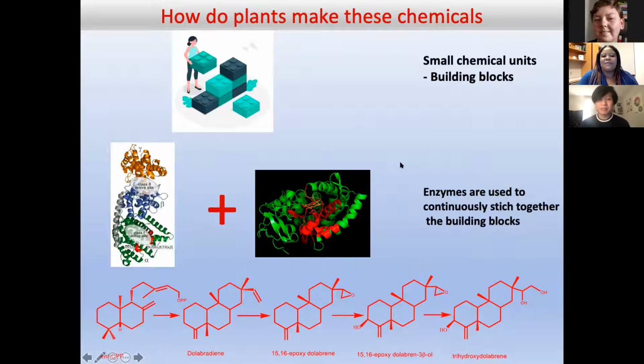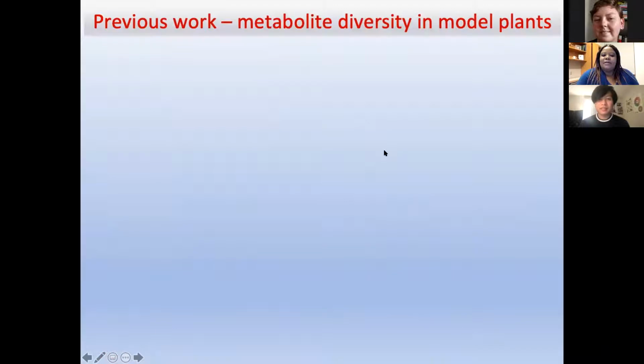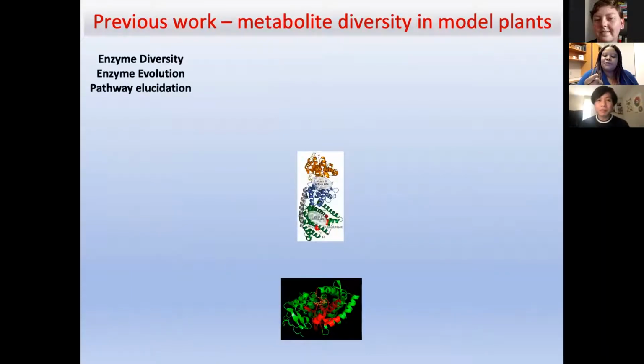Okay, so you're going to see a little bit more of enzymes and chemicals again. When we think of chemicals, most of the time we think of medicinal plants and really exotic chemicals. But I want to reiterate that these are found in all organisms. My previous work, I'm a biochemist by training, focused on the enzymes. From grad school, I've looked at enzyme diversity and enzyme evolution, how this great diversity that I'm excited about has come about, and at elucidating those particular pathways.